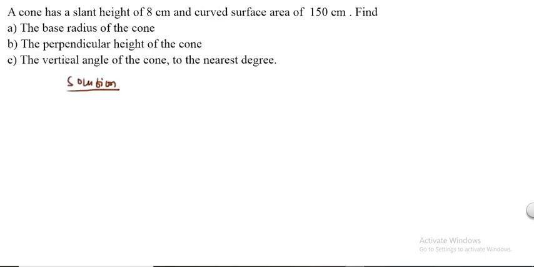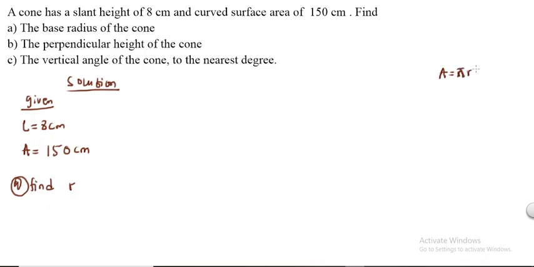The given values: we are given the slant height. So this is L is equal to 8 centimeters. We're also given the curved surface area as 150 centimeters. So that means the area is equal to 150 centimeters. For A, I'm told to find the radius of the cone. So how do we find the radius? The formula we have on our hands is that area is given as pi RL. So from this formula, we know the slant height, we know the area, and we know the value of pi. So we can use it to find the radius.